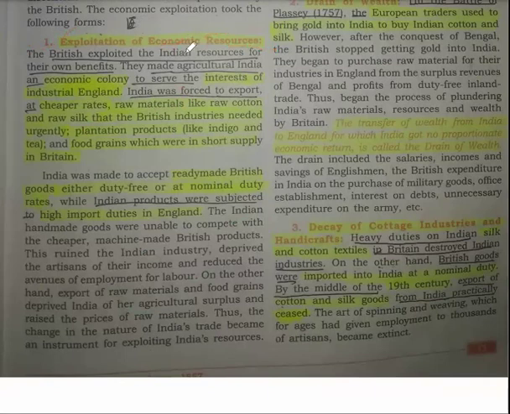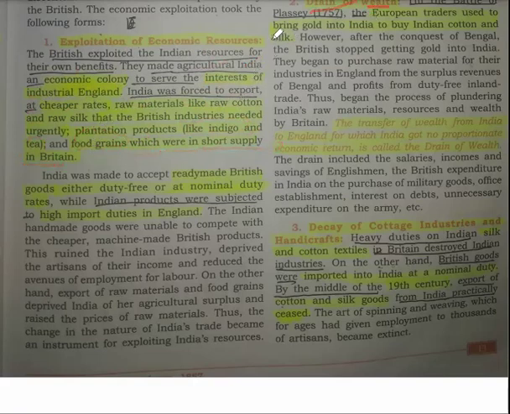This was where the British exploited the Indian resources for their own benefit. They made agricultural India an economic colony to serve the interest of industrial England. India was forced to export at cheaper rates raw materials like raw cotton and raw silk that the British industries needed urgently, and plantation products like indigo and tea and food grains, which were short in supply in Britain.